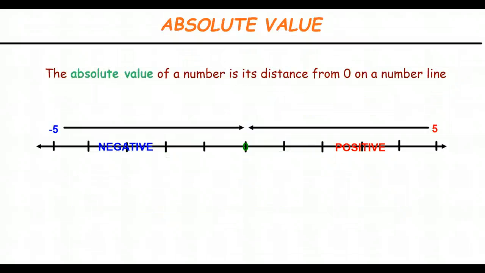So this is an observation that is critical to absolute value. The absolute value of a number is its distance from 0 on a number line.